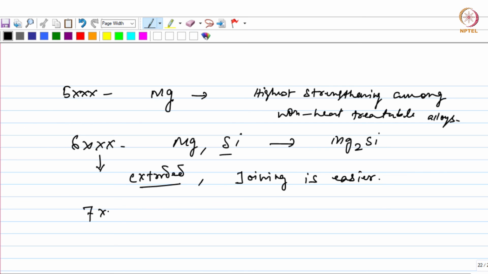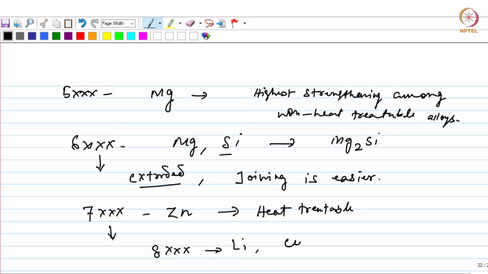Then we have the 7000 series with zinc, and this is also a heat treatable alloy. And these are one of the strongest of the aluminium alloys. And finally, we have the 8000 series with lithium. These are also heat treatable alloys. And sometimes we have copper and magnesium also, which can give rise to additional precipitates and hence additional benefit on the strength. And with that, we come to the end of this lecture.